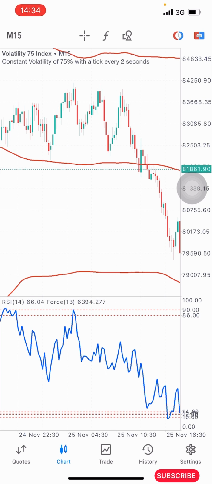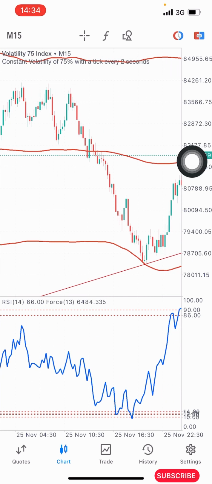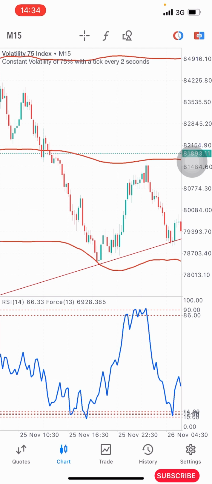Now back to this particular strategy for trading the volatility indices. So now this is how the strategy works. You use it to get confirmation of strong support and resistance zones in the market, and then you make your trading decisions based on it.